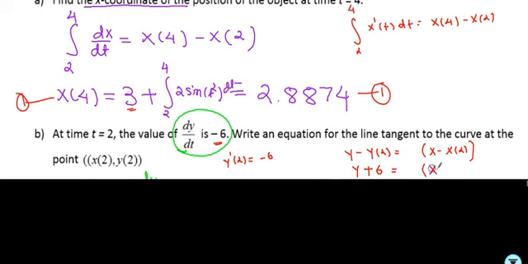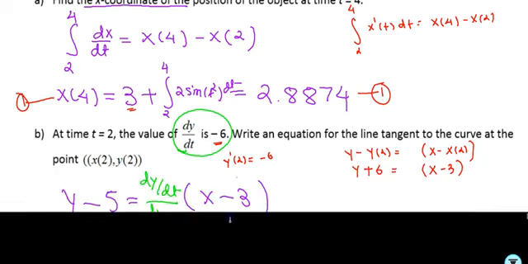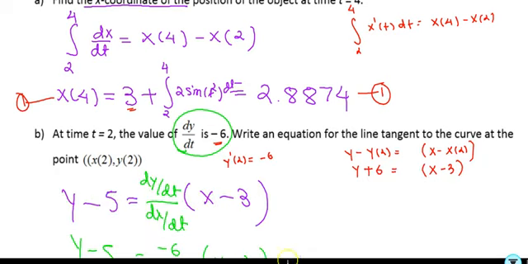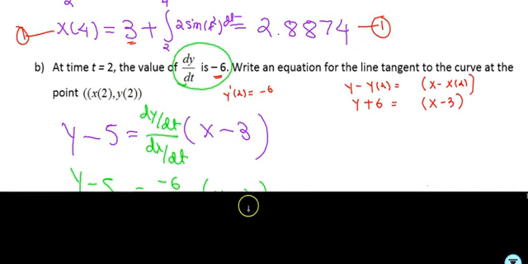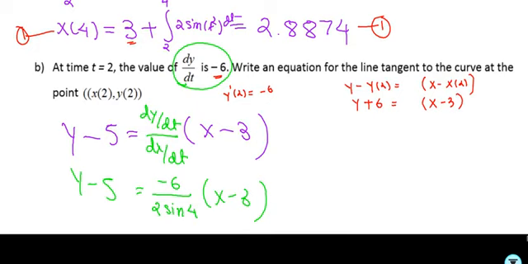Now, how do you find the slope? That's a very interesting question. So the slope is dy dx, and dy dx is, I'm keeping this answer, slope is dy dt over dx dt. dy dt is -6. dx dt is 2 times sine of 4. This is already given to you. Remember, the dx dt equation, 2 sine t squared, is already given to you.